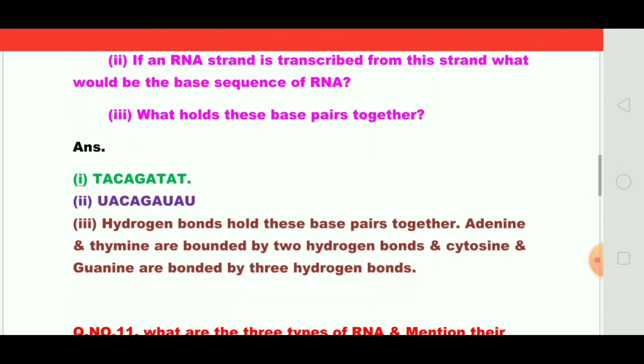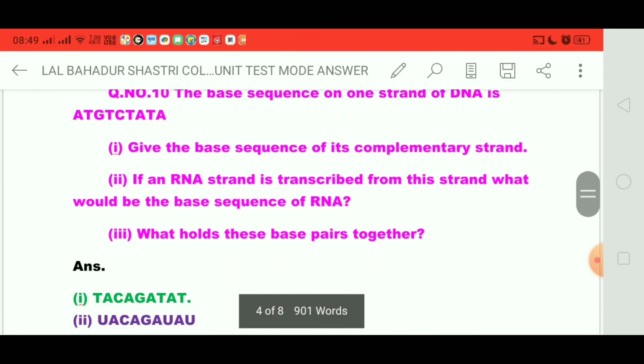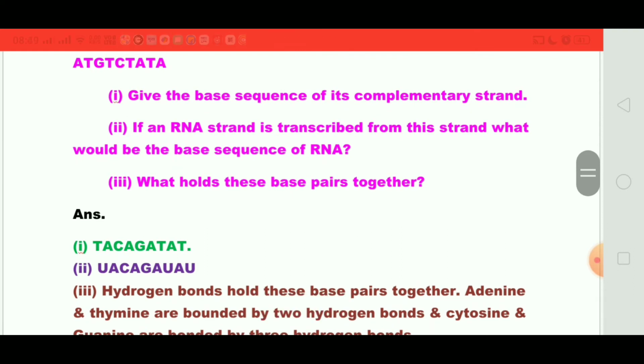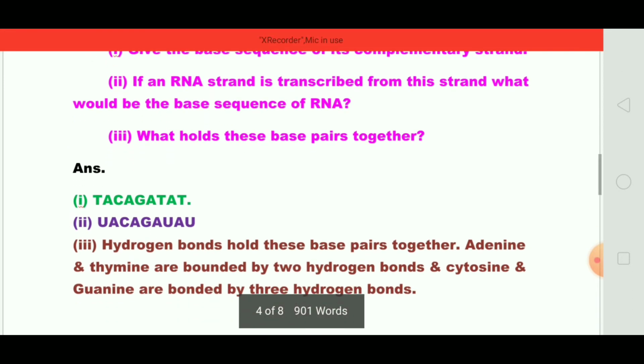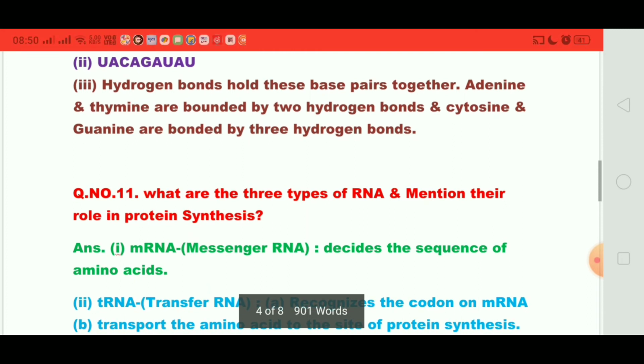Answer: the complementary base sequence is TAC, AGA, TAT. If an RNA strand is transcribed from this strand, the base sequence of the RNA will be UAC, UGA, UAU. Hydrogen bonds hold these base pairs together. Adenine and thymine are bound by 2 hydrogen bonds, and cytosine and guanine are bound by 3 weak hydrogen bonds.